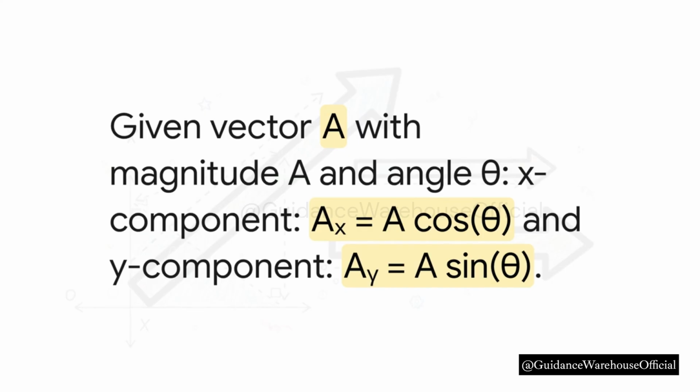Remember SOHCAHTOA? The x component is the adjacent side of the triangle. So that's going to be A times the cosine of theta, and the y component is the opposite side, so that's A times the sine of theta. Easy as that.